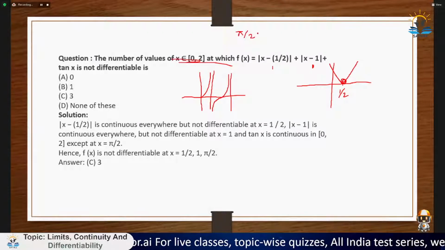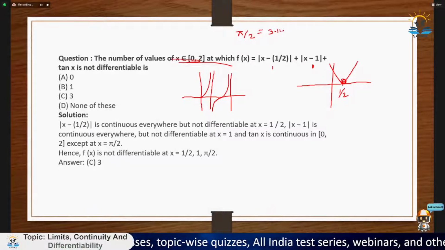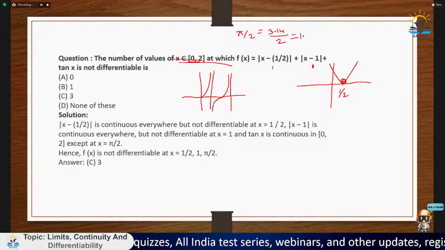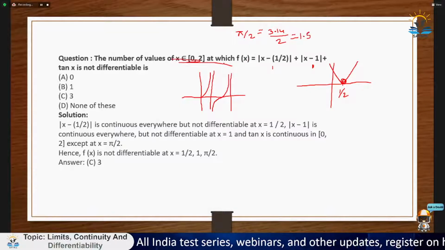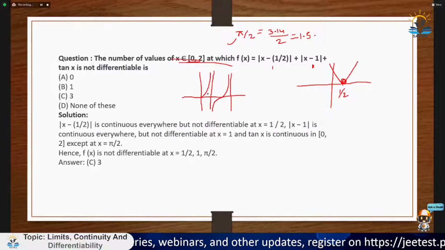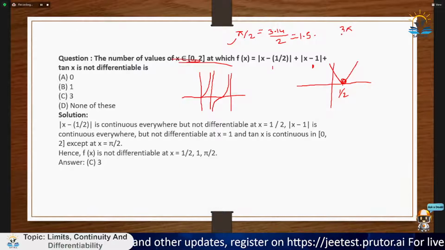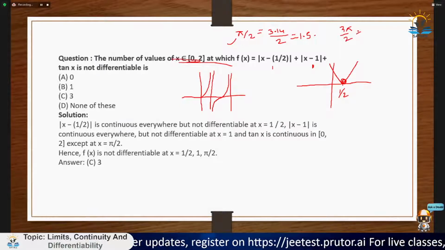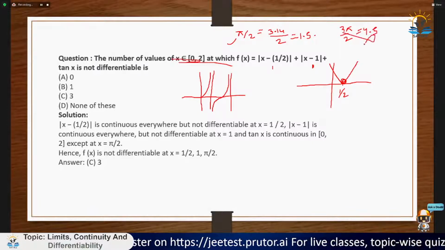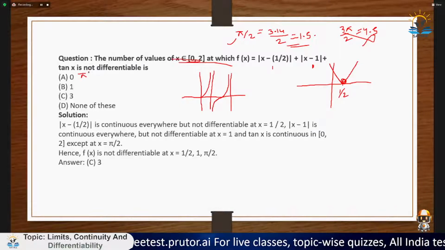Pi by 2 is equal to 3.14 divided by 2. So it is something like 1.5. So it is between 0 to 2, so I will take pi by 2. But the next point would be, this is pi by 2, this is pi, this is 3 pi by 2. So the next point would be 3 pi by 2, and 3 pi by 2 is something around 4.7. So this will go out of my range of 0 to 2. So I will not take this point, I will only take pi by 2. So tan x would be non-differentiable at one point, which is pi by 2.